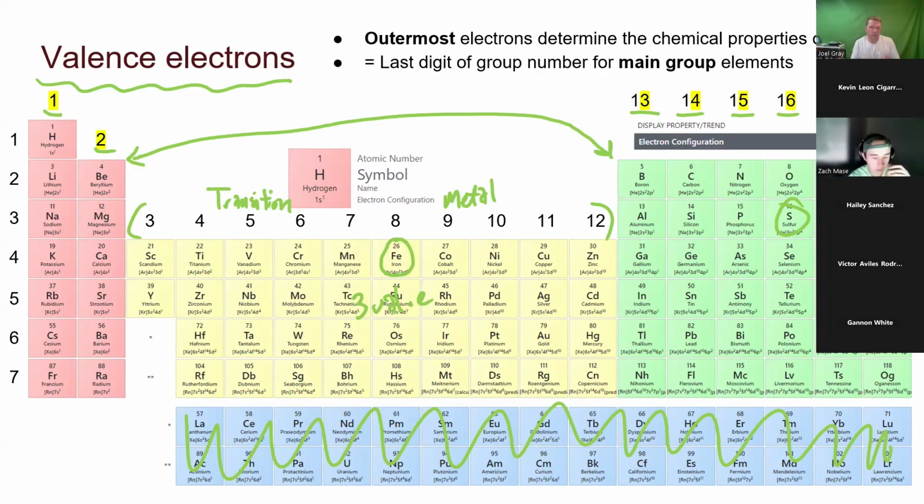Well, 6 comes from a couple of different places. If you want the quick answer to that question, where does the 6 come from? Well, you just scribble out the 1. It's in group 16.